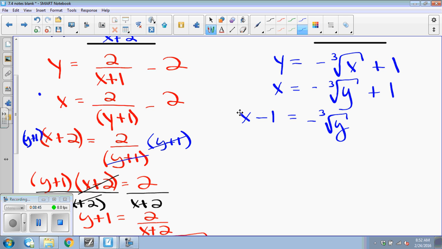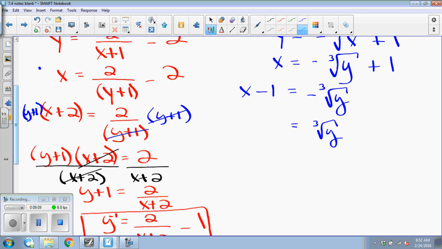What do I do next? Divide by negative 1. It's just like if there was a 2 on the outside, I'd divide both sides by 2, right? So we divide by negative 1. When I divide everything by negative 1, this becomes positive, but dividing these by negative 1 just changes these signs. So this becomes negative x plus 1. It just changes the signs of everything.